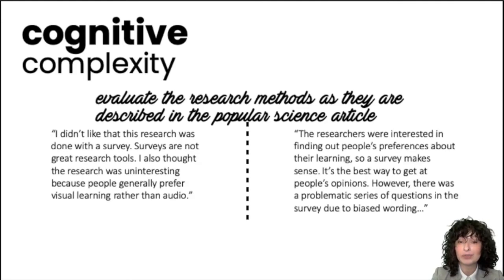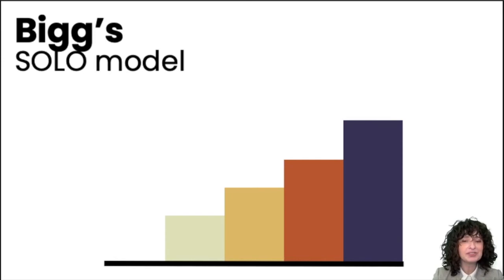Here are 2 examples of students' responses. These 2 students interpreted the verb evaluate to mean different things. The student on the left interpreted evaluate to mean describe how much you like this, while the other student interpreted evaluate to mean explain whether the methods were appropriate for the context. Most instructors have at least a passing familiarity with Bloom's taxonomy, but I'd like to explore another model of teaching and learning that considers cognitive complexity, the Biggs SOLO model.